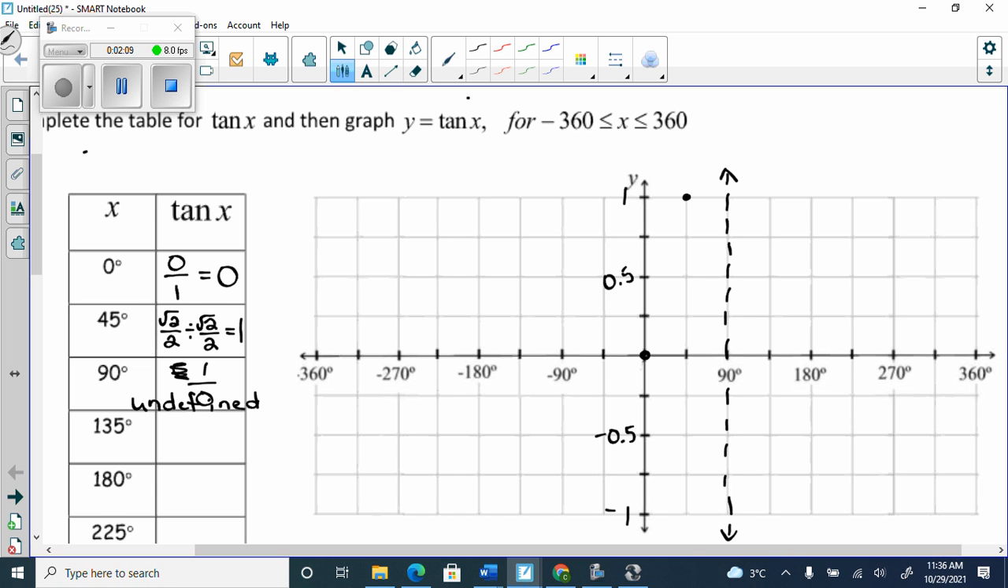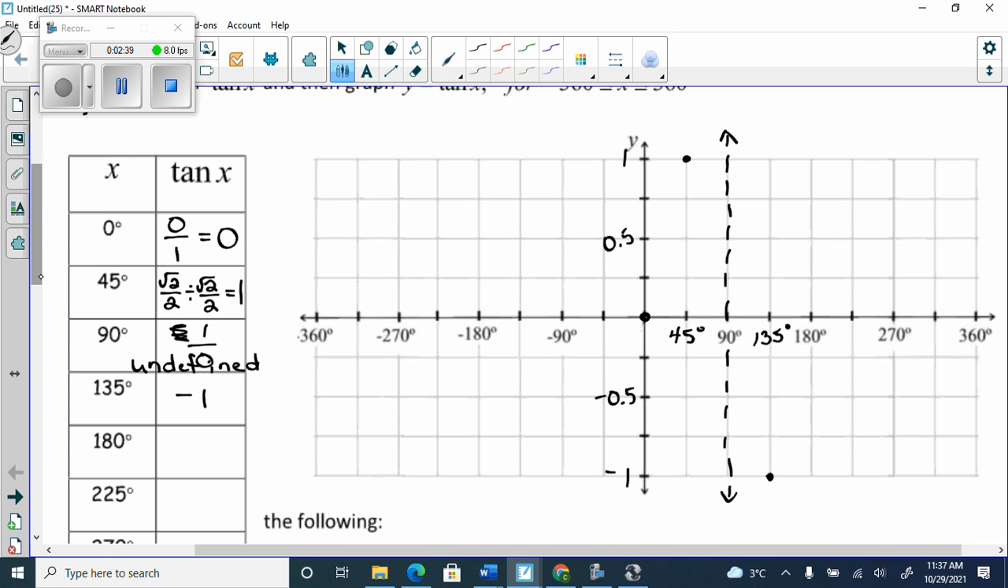Sad. Okay, 135. What's at 135? What's my Y at 135? Negative root 2 over 2. Well, it's actually positive root 2 over 2 divided by negative root 2 over 2. So it's going to be negative 1. So this is 45. This is half of this is 135. So we're at negative 1. Boom.